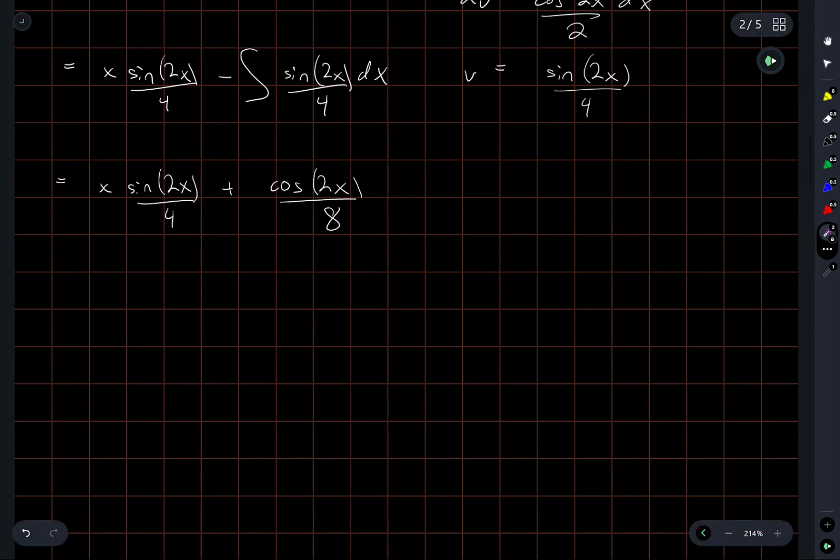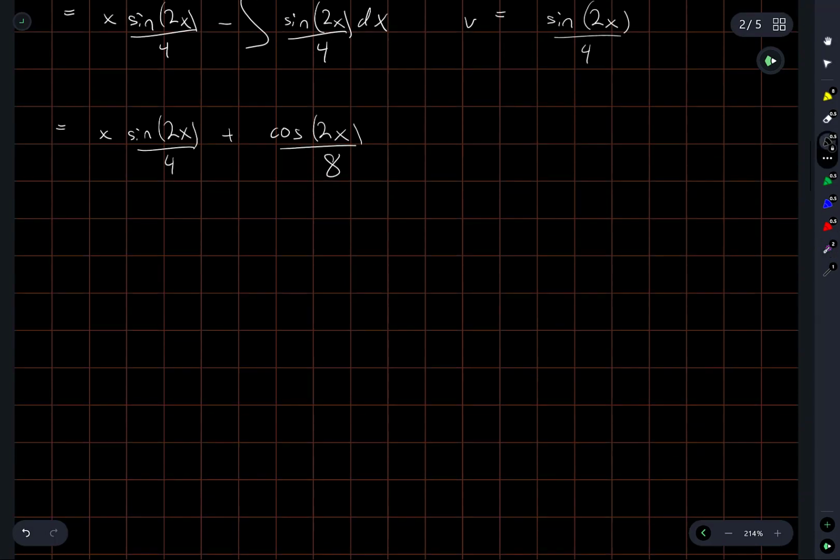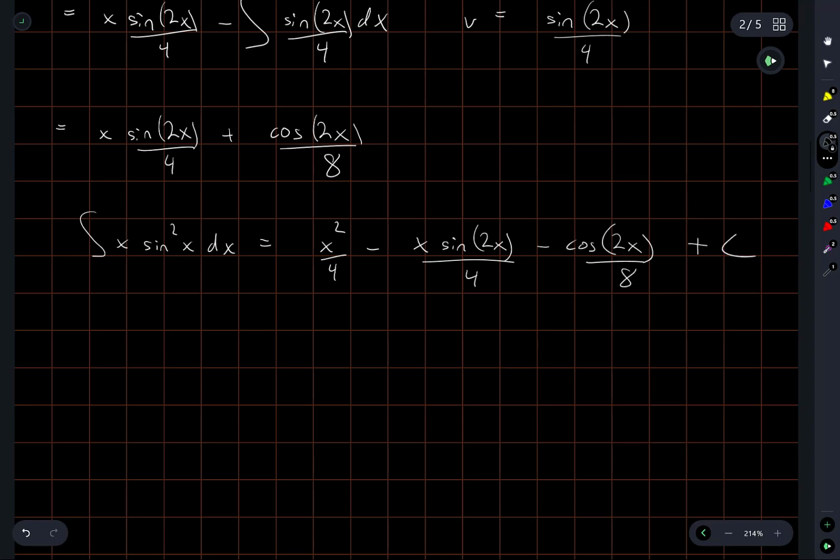So let's just make sure I don't have a sign error or something like that here. When I differentiate this, I get sine 2x with a negative sign and an extra factor of 2, which will cancel with that to get a 4. Okay, so this is correct. And so the original integral I'm looking for here, what did I have before? x squared over 4 minus this integral, and that should be it.